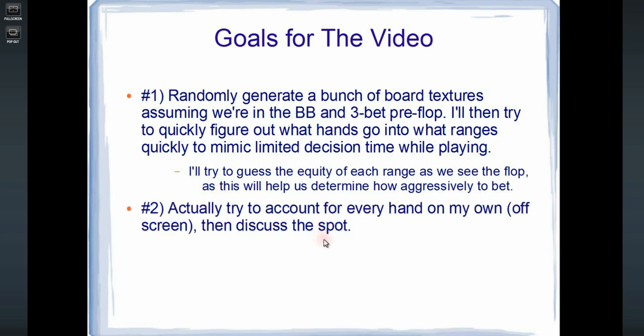I'll then try to account for every hand on my own off screen, then discuss the spot again. I'm hoping to be able to do this for at least 3 flops. So I'm going to randomly generate 3 flops, maybe 4 or 5 if some of the flops are boring. We'll discuss them quickly, what I think we should do, and then I'll spend the time off screen writing everything down to see how far off my original guess was for what I think we should do if I had more time to think about it and try to get some things to balance a little bit better.